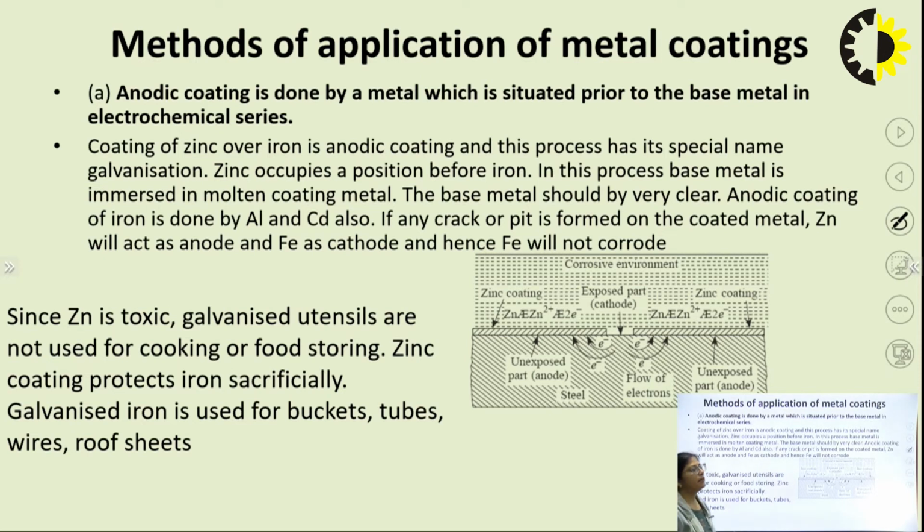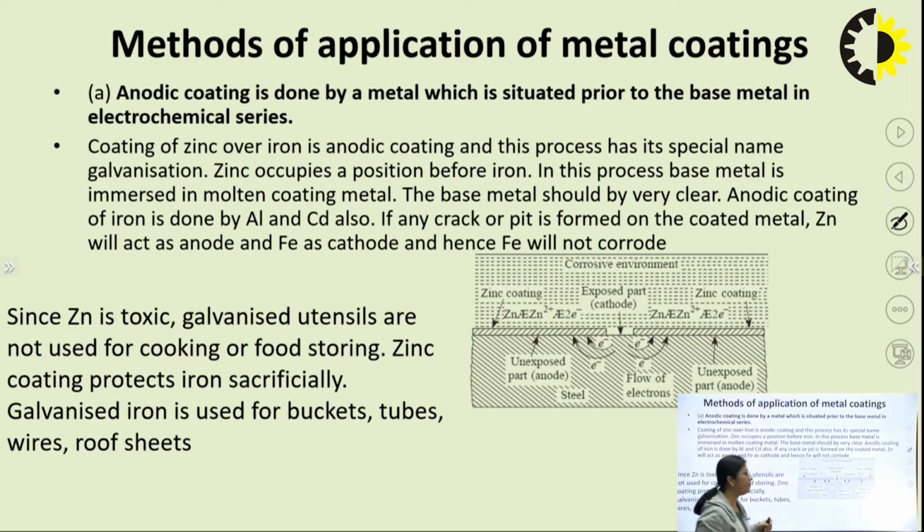The next method by which we can protect our metal from getting corroded is by the use of metal coatings. Now, metallic coatings again are of two types, anodic coatings or cathodic coatings. Now, taking first the anodic coatings. Anodic coatings are such where we are going to coat our metal with another metal which is more anodic in nature, or which is higher in the electrochemical series than our metal.